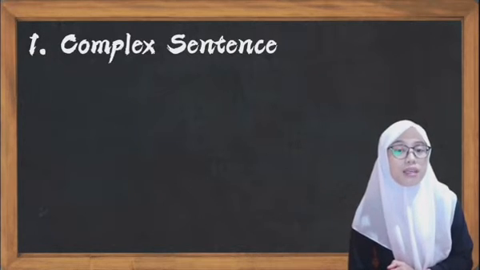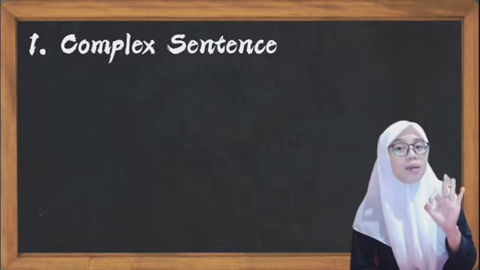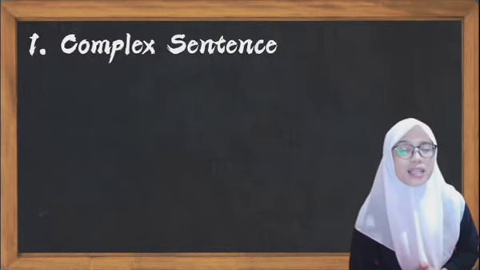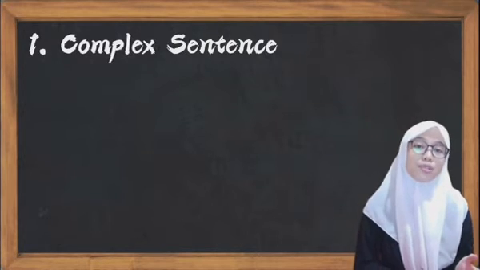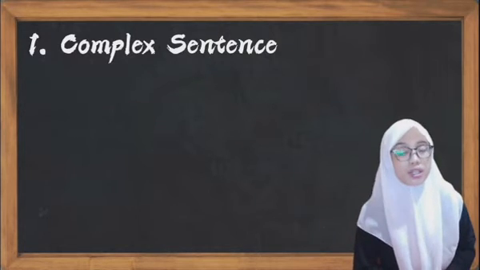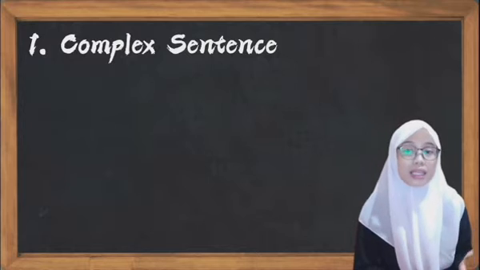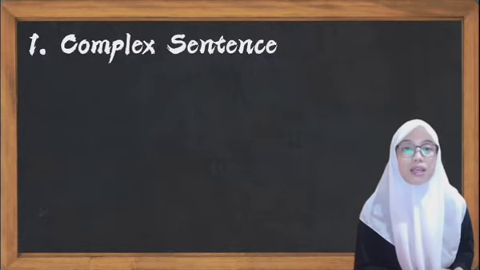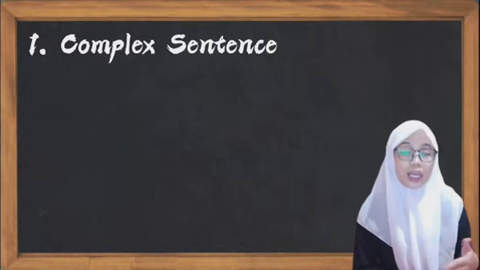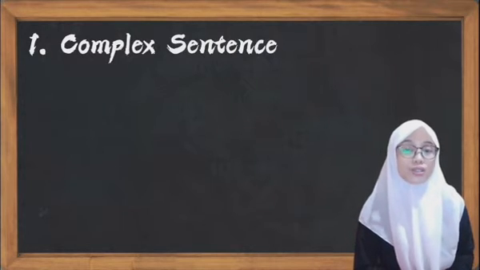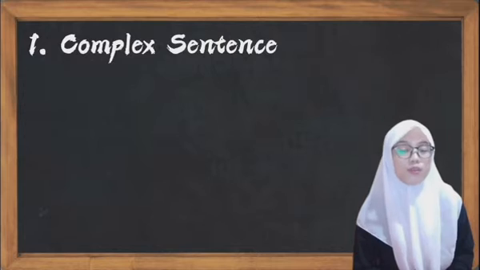Dependent clause can be divided into three, namely adverbial clause, adjective clause, and noun clause. The dependent clause is preceded by a dependent marker word which makes the meaning of the sentence unclear. It includes subordinate conjunctions and relative pronouns.